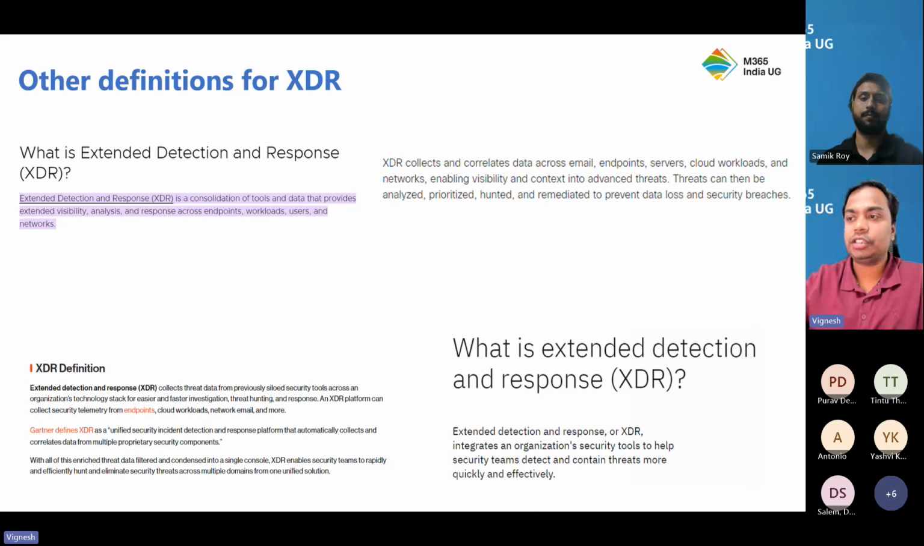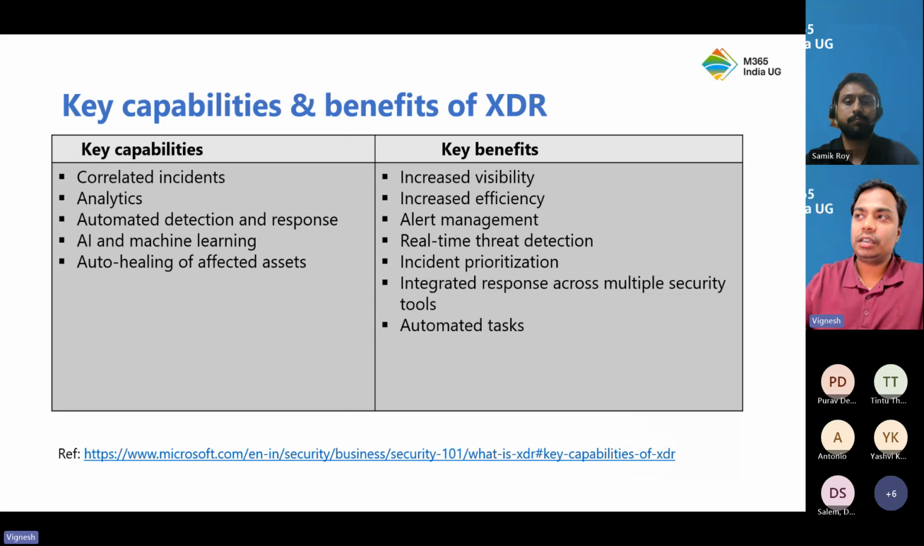There are a lot of XDR solutions, but at a very high level, just keep in mind that it's a single pane of glass which can help to do all the individual components that we just spoke about. And then moving on, these are some key capabilities and benefits of an XDR, right? So the story just doesn't end there. It doesn't just help you to prevent, detect, investigate, and respond.